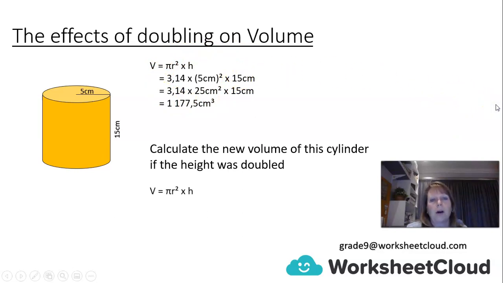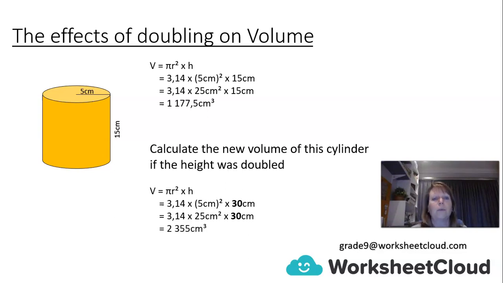So we've got pi r squared times height. We've got 3,14 times 5 centimeters squared times by 30. You can see that I've highlighted the 30 or made it bold. We then square our 5 centimeters as our radius. We get 25 centimeters squared, and then multiply the whole lot together using your calculator, and you're going to end up with 2,355 centimeters cubed. Remember, it's centimeters squared times centimeters is going to give me centimeters cubed.